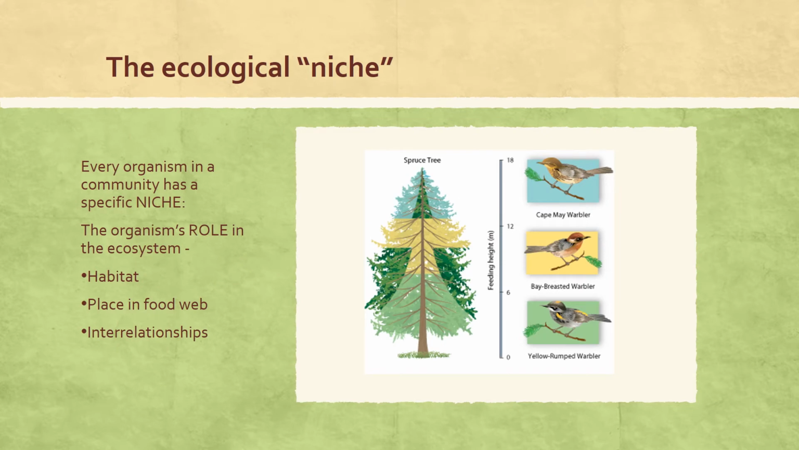Now let's look at the ecological niche. Every organism in a community has a specific niche, and the niche is their role in that ecosystem. That can include the habitat, their place in the food web, and their interrelationships. So here we have a niche of a spruce tree. We have 3 different birds living at 3 different areas of the tree. They have different habitats, different places in the food web, and different relationships with that tree and with other things in that ecological community.